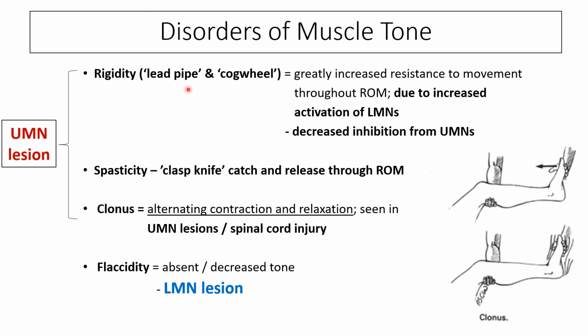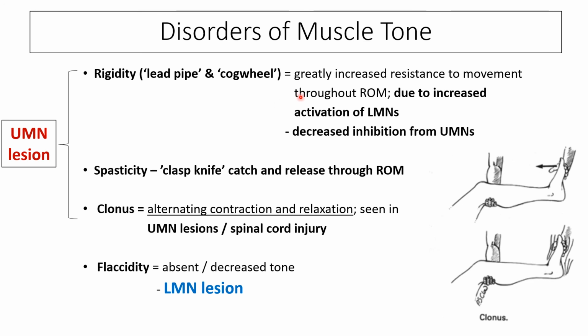Rigidity has two categories: lead pipe rigidity and cogwheel rigidity. Lead is a soft metal, so in somebody who has lead pipe rigidity, let's say when trying to bend the elbow, there's a resistance through the full range of motion, like you're trying to bend a piece of lead. Cogwheel rigidity refers to more of a catch and release type of movement that occurs through the range of motion. Again, I'll post videos to illustrate these two types of rigidity.